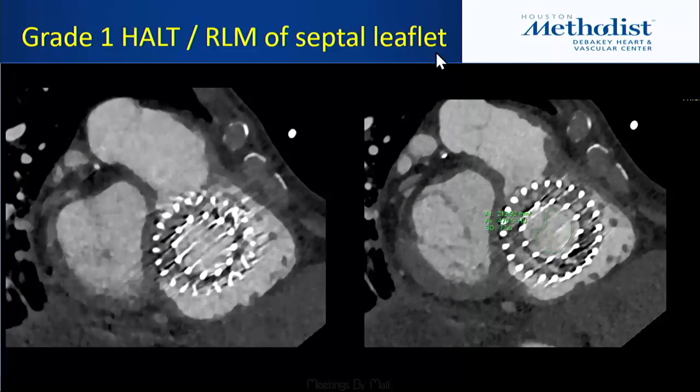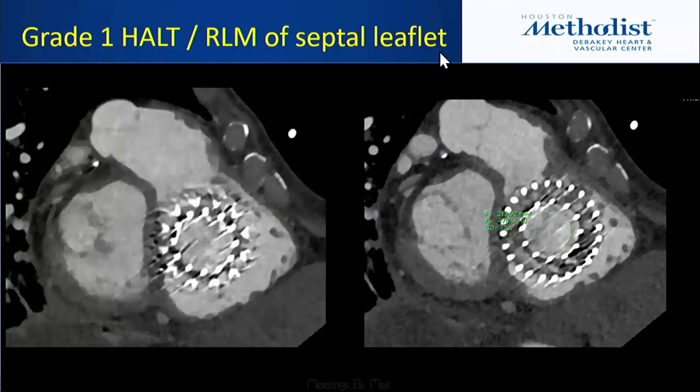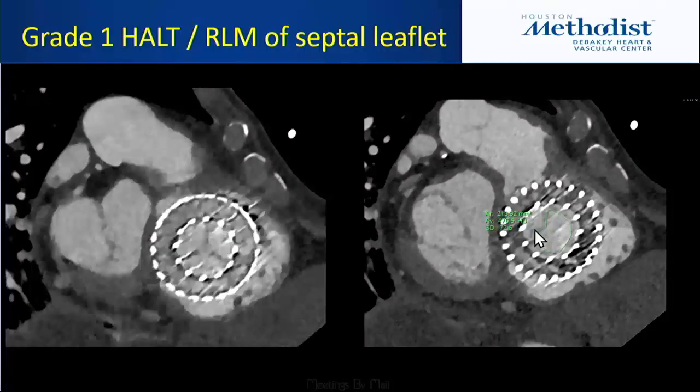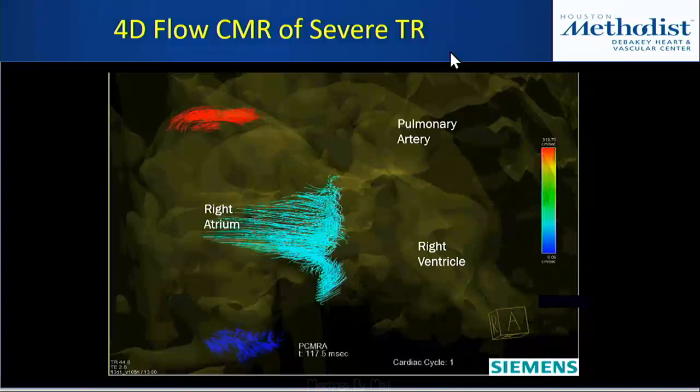And then the other thing we get to is, these valves don't last forever. Things can happen. This is an example of HALT. It's very difficult to see here, but here you can see the trace, and you can start grading HALT and seeing that level of detail typically on these cases.